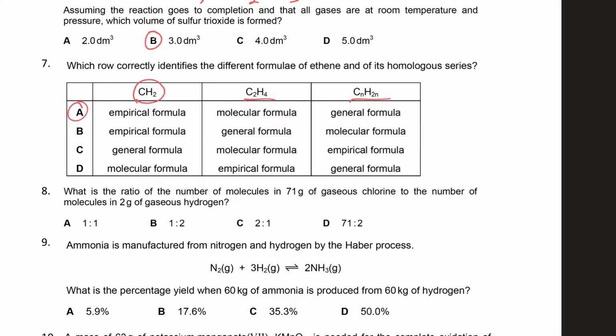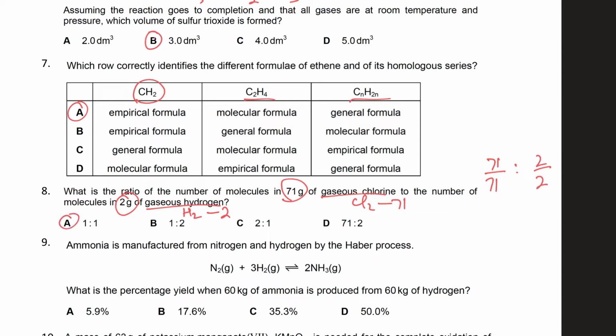Question number 8 says, what is the ratio of number of molecules in 71 gram of gaseous chlorine to the number of molecules in 2 gram of gaseous hydrogen? Now notice that we have gaseous chlorine, which is Cl2, and gaseous hydrogen, which is H2. And the MR for both of these is, for this one 2, and for this one 71, which turns out to be the same mass as they have given. So the moles that I get is 71 over 71, ratio 2 over 2, which is a 1 to 1 ratio.